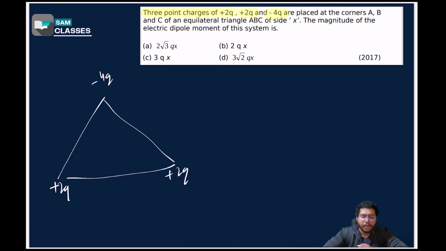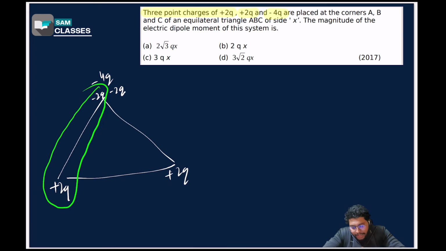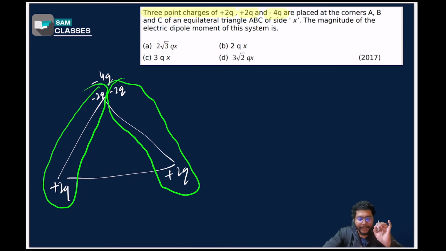Now what will happen? A lot of people will keep it like this. Can we write it as minus 2q and minus 2q? Correct. So this one, minus 2q and plus 2q, will make a dipole, and this one, plus 2q and minus 2q, will make a dipole. If anybody is able to do this much, the rest of the question is a chill question. Okay, done. So we got two dipoles.